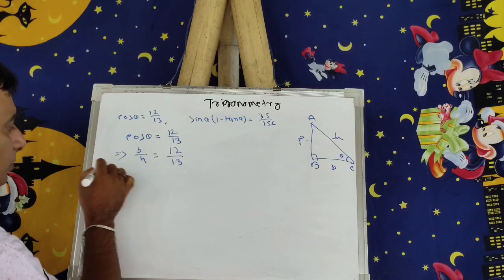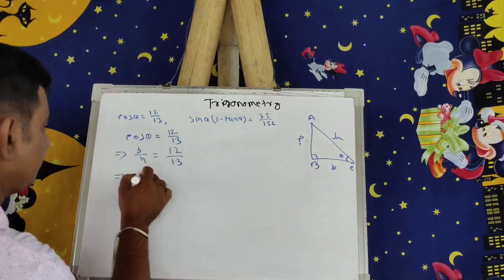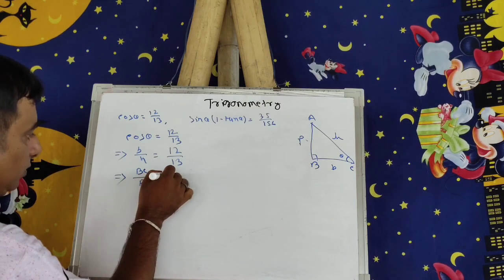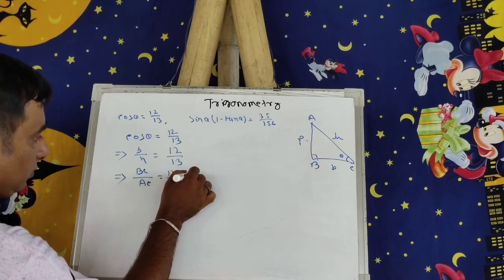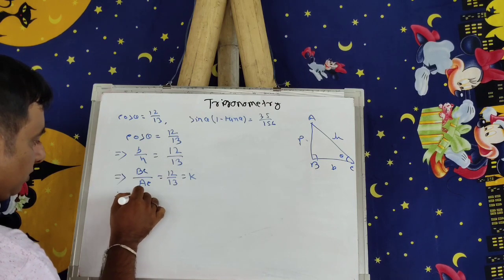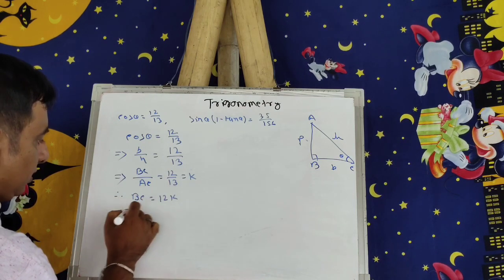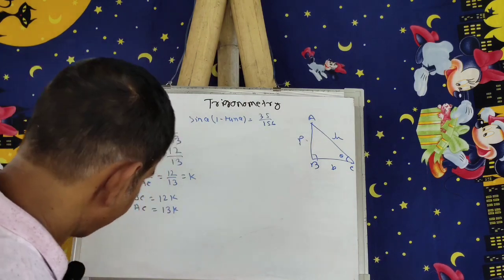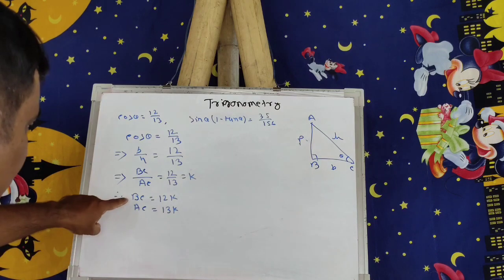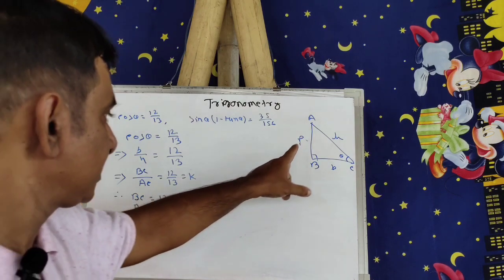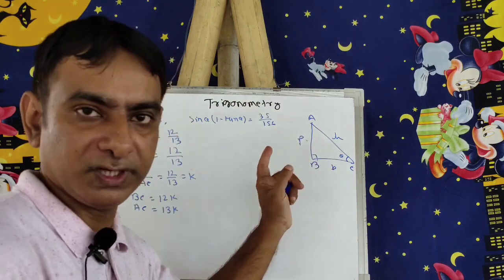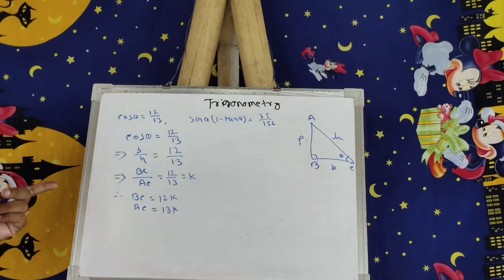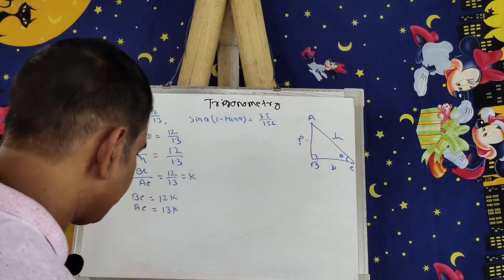So, B means BC by AC equal to 12 by 13 equal to K. Therefore, BC equal to 12K and AC equal to 13K. So, see guys, I have the value of two sides, BC and AC. Whatever I require, once again this AB.